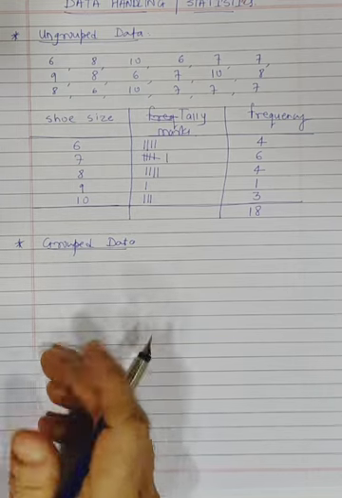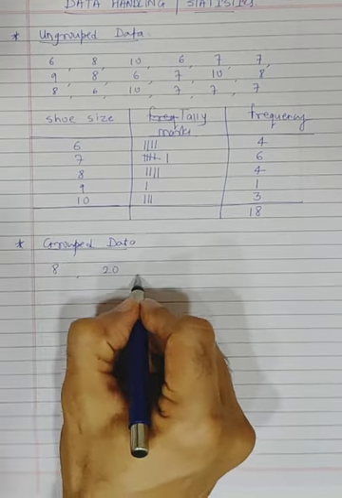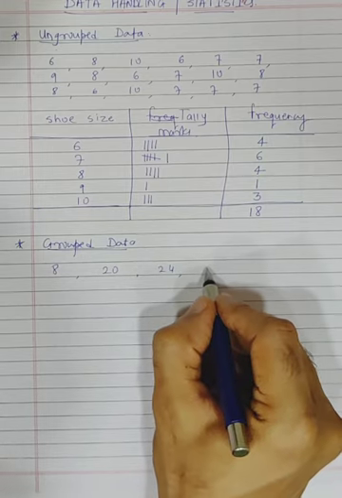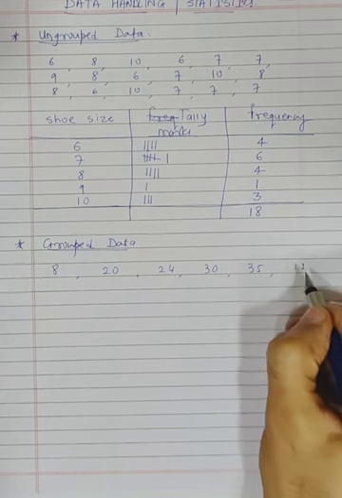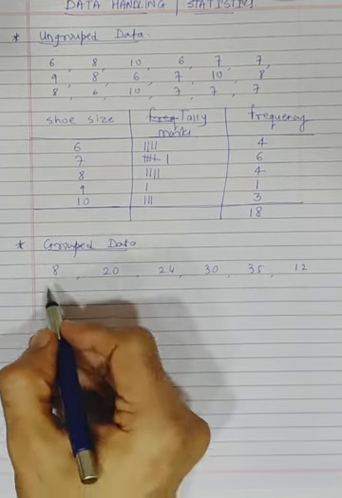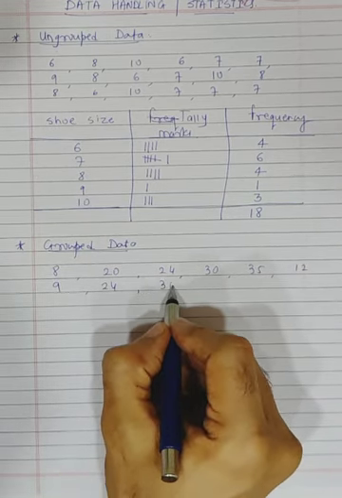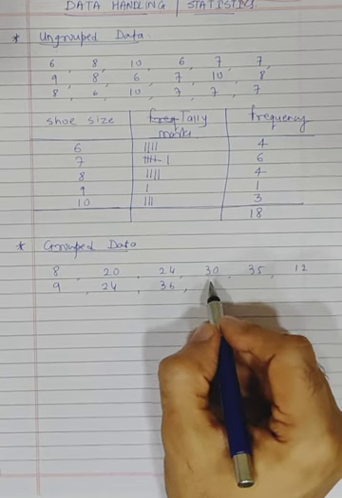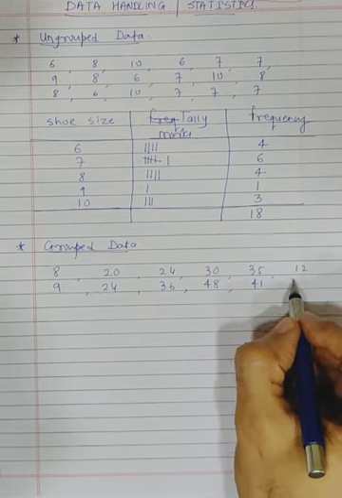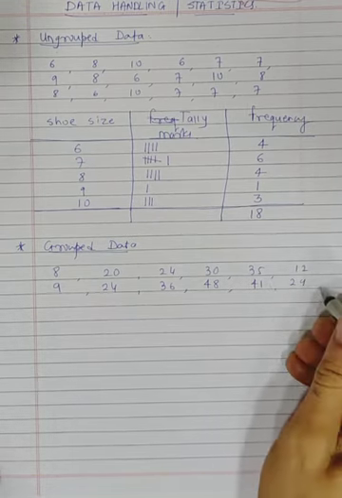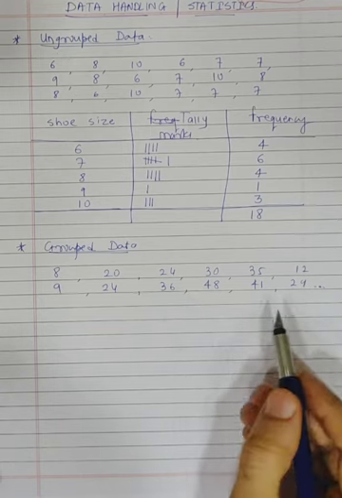So say the marks they obtained are 8, then 20, then 24, then 30, 35, 12. Then say we've got 9, then 24, then 36, then 48, then 41, and then 29. And there are some more numbers. I've written only these many right now. Now see here what happens, these are the marks out of 50.